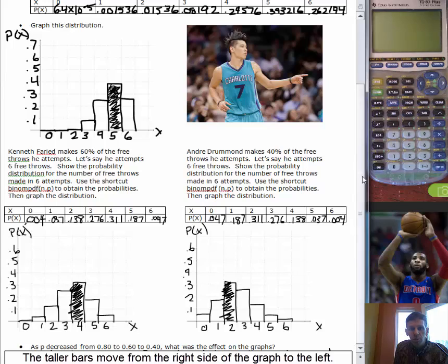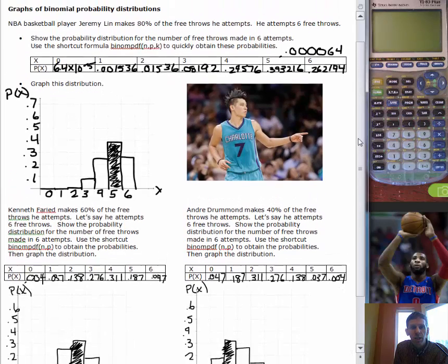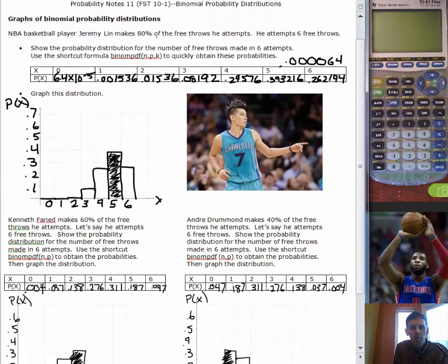For example, if we go back to Jeremy Lin's information, if he makes 80% of his free throws, we would expect to see a reflection of this graph for somebody that only makes 20% of their free throws. So if you were a 20% free throw shooter, you would make 6 of your shots. On average, you would make 0 of your shots.